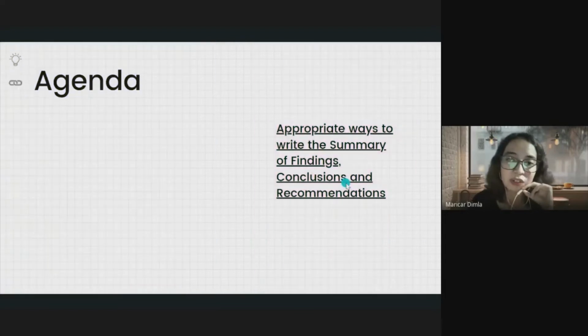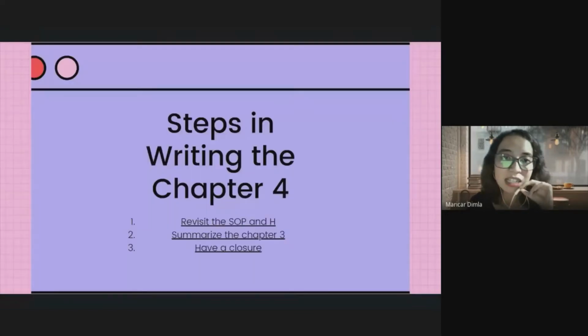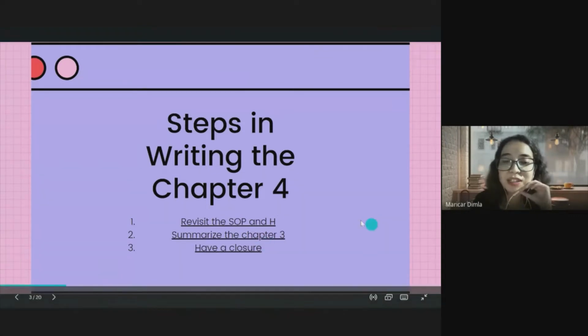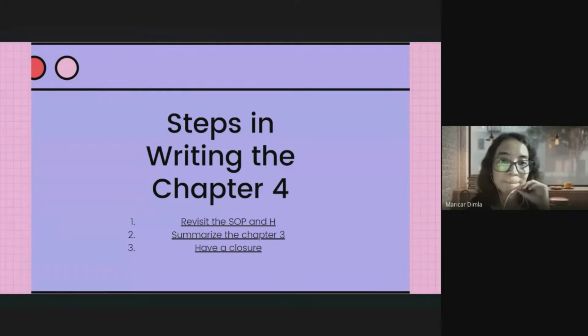Okay? So, class, when we say chapter 4 class, ito yung kailangan nyo ngayong balikan. Lahat class ng ginawa ninyo sa chapter 1 and then sa chapter 2, babalikan nyo sa chapter 4. And even on the chapter 3 as well. So class, number 1, you'll be needing to revisit your SOP plus your hypothesis. And then you need to summarize your chapter 3.